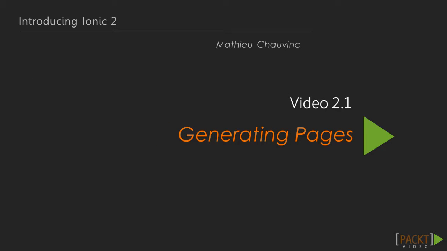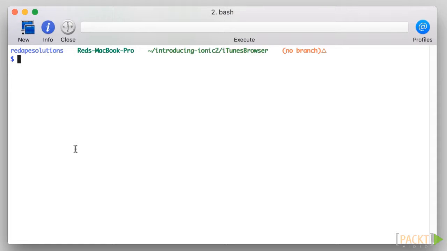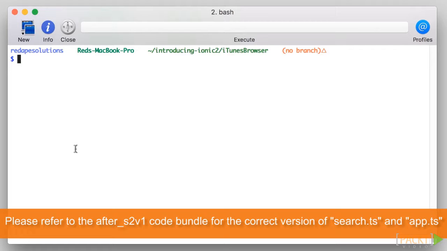In the first video, we will create a new page and add that to the already existing menu. Later, we will learn about the Ionic navigation concept and the navigation bar. So let's start by creating the new search page. Thankfully, the Ionic CLI makes that really easy for us.